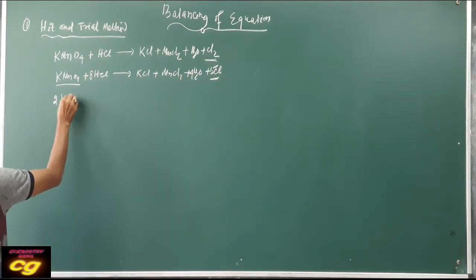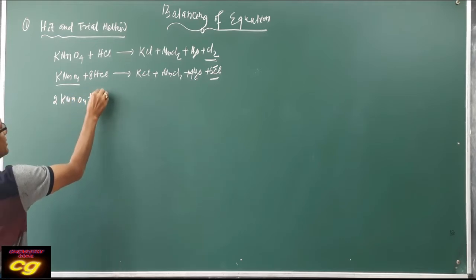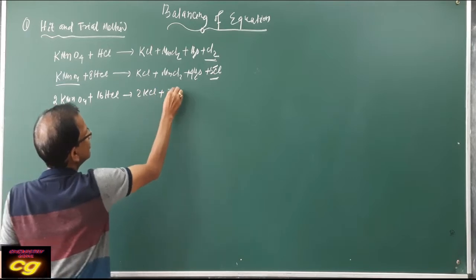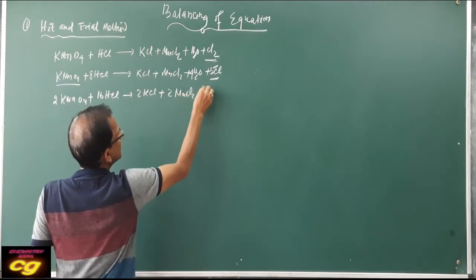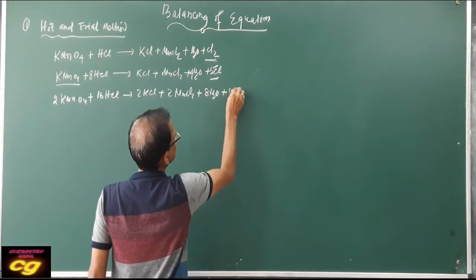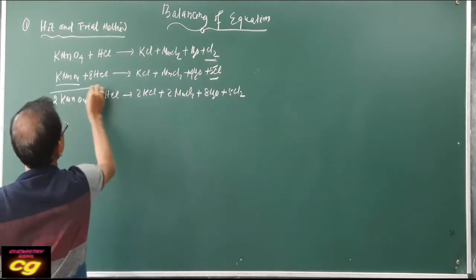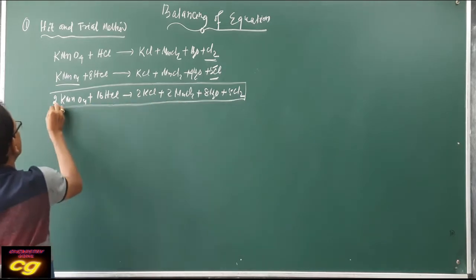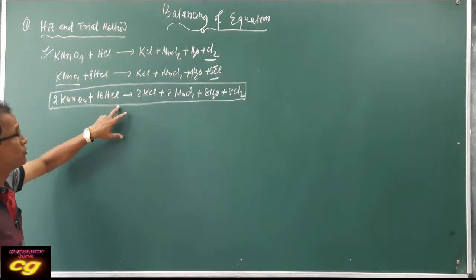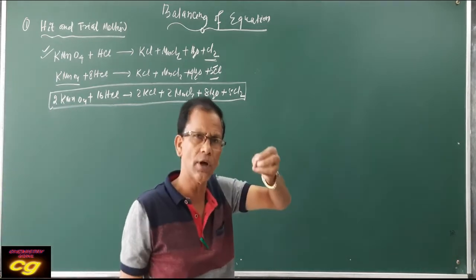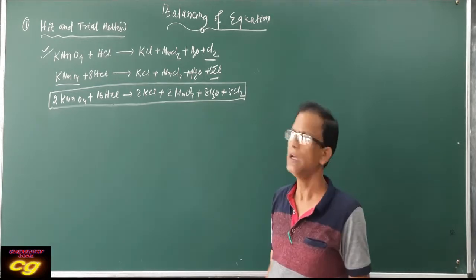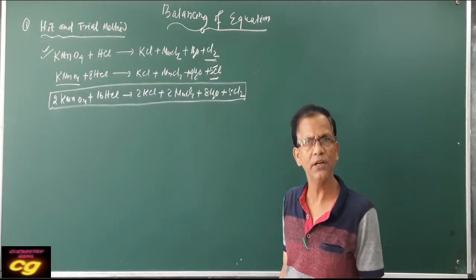So 2 KMnO4, 16 HCl, then 2 KCl, then 2 MnCl2, then 8 H2O, then 10 Cl is written as 5 Cl2. So this is the final balanced equation for this reaction. This equation is now balanced. So you have to follow some rules, some techniques, some tricks to balance the equation. This is the example of balancing the chemical equation by the hit and trial method.